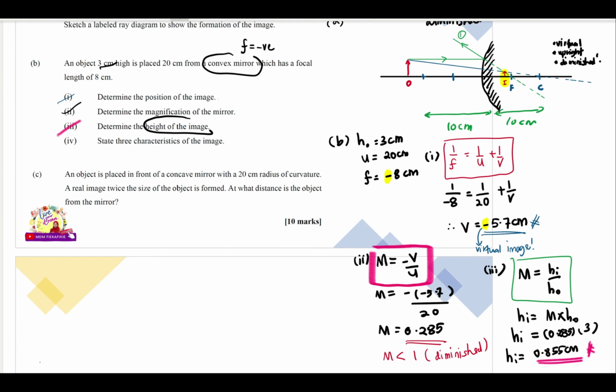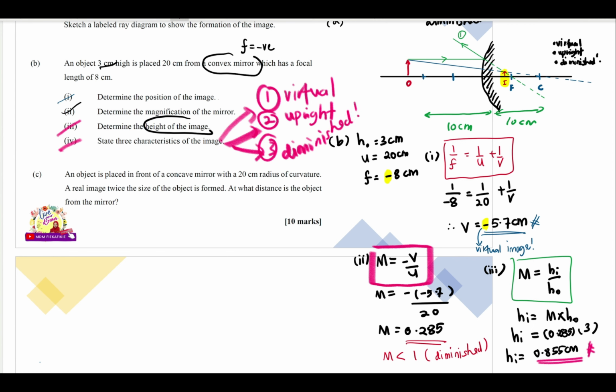And then state 3 characteristic of the image. This is very simple lah. Kita dah ulang banyak kali. Yang pertama, image yang terbentuk mestilah virtual, because V yang kita kira pun dapat negatif. And all virtual image must be upright. And then the last one is diminish ataupun smaller boleh. Okay, so settle question 6B.